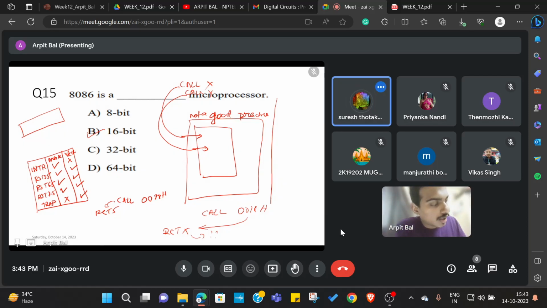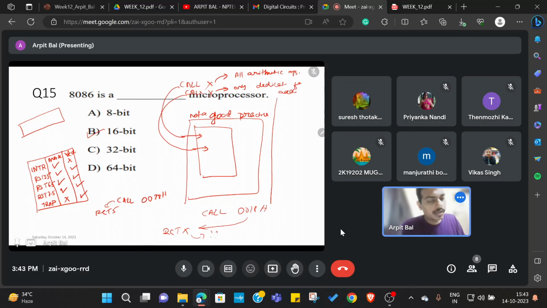Sorry, I didn't get the question. Can you repeat it? Call X is where I want all arithmetic operations: addition, subtraction, multiplication. And call Y is dedicated only to addition, let us say. If I call X, it will do all the operations. Sometimes I require only addition, so the same subroutine can be utilized for both, individual as well as combined, right?